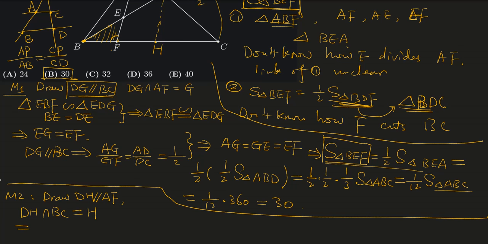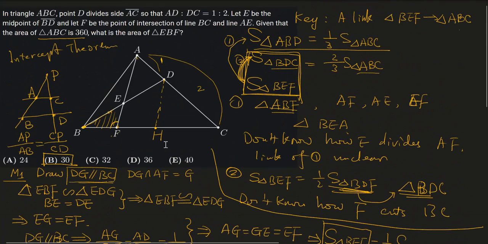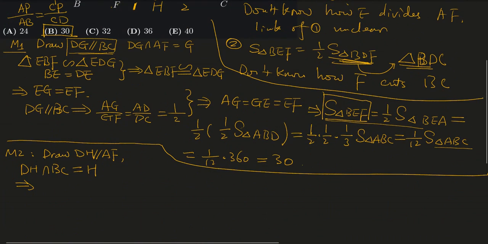Now we convert this relationship, this 1 to 2, by the Intercept Theorem to here, to 1 to 2. FH to HC equals AD to DC, and that is 1 to 2. So we have FH to HC equals AD to DC, that is 1 to 2. Good.